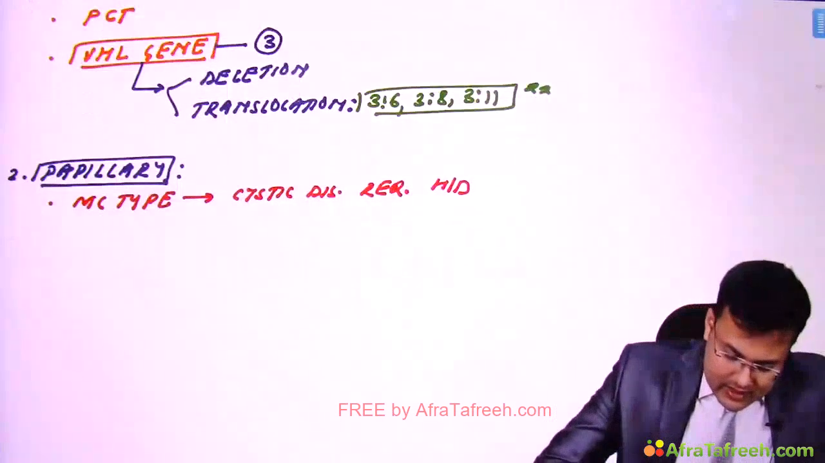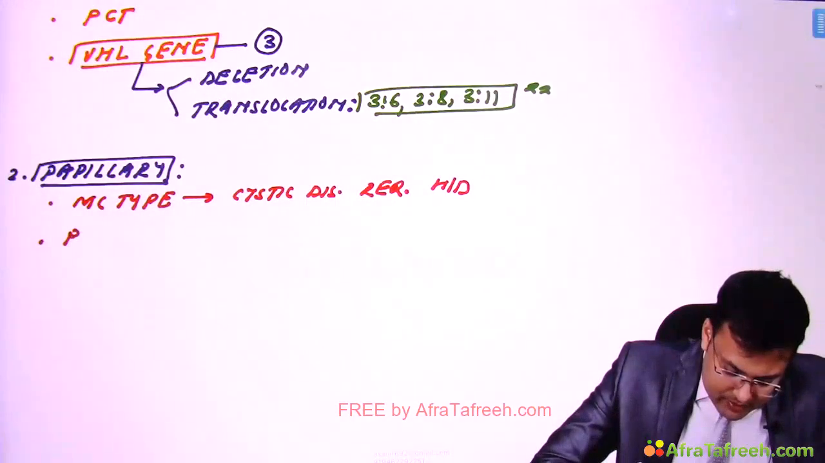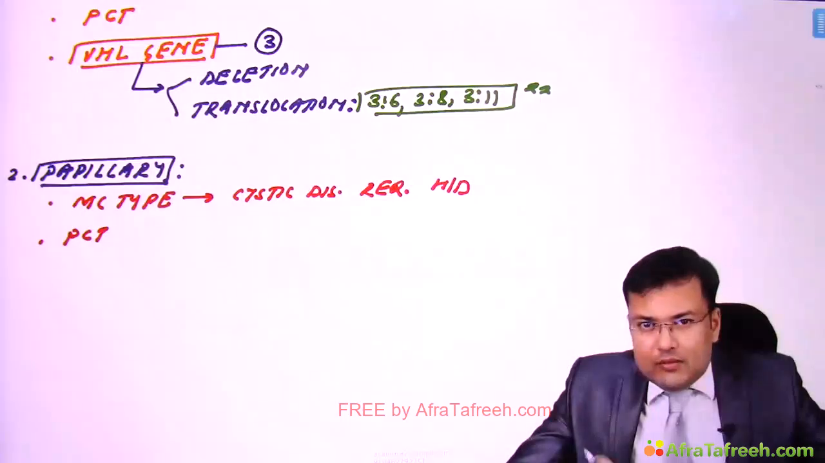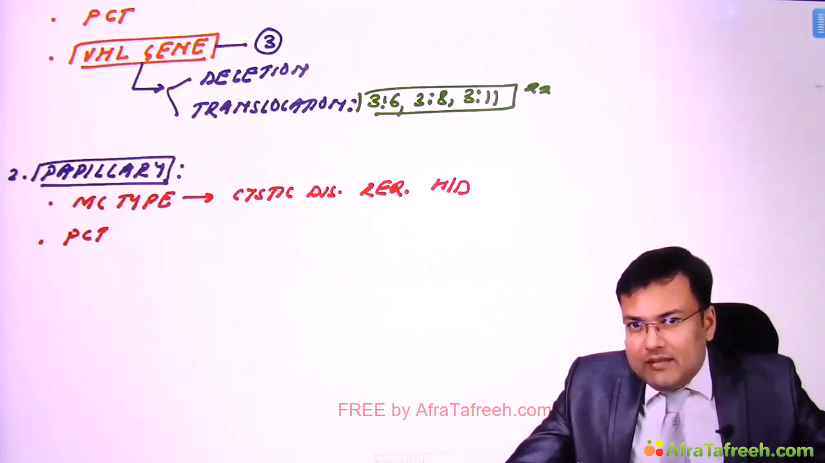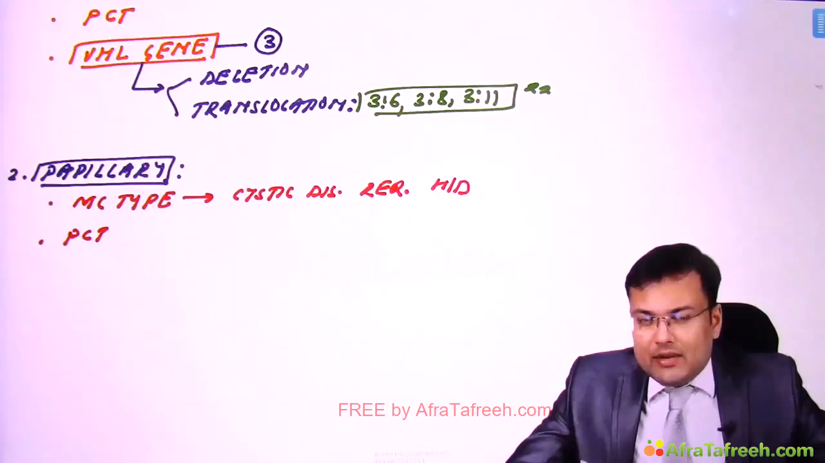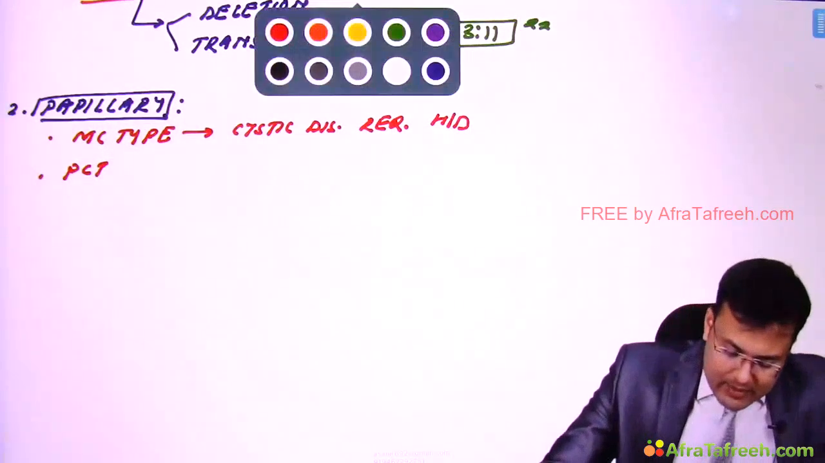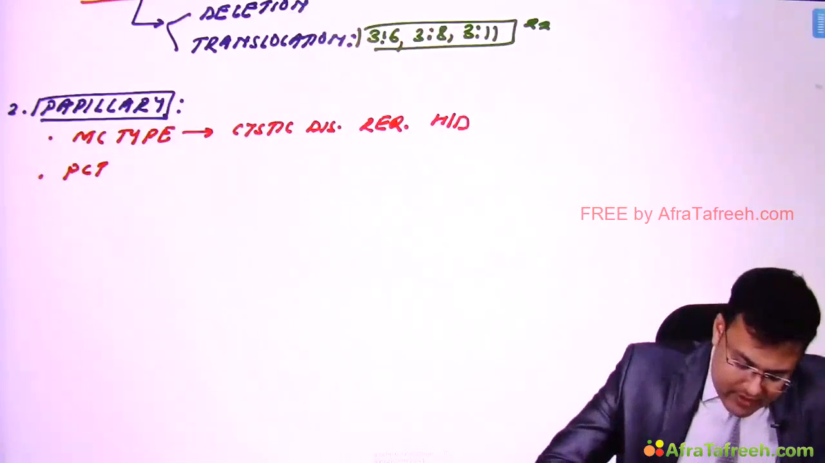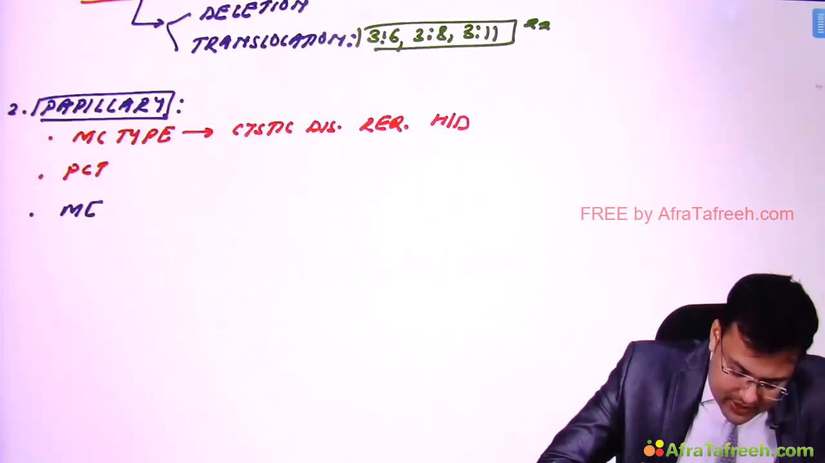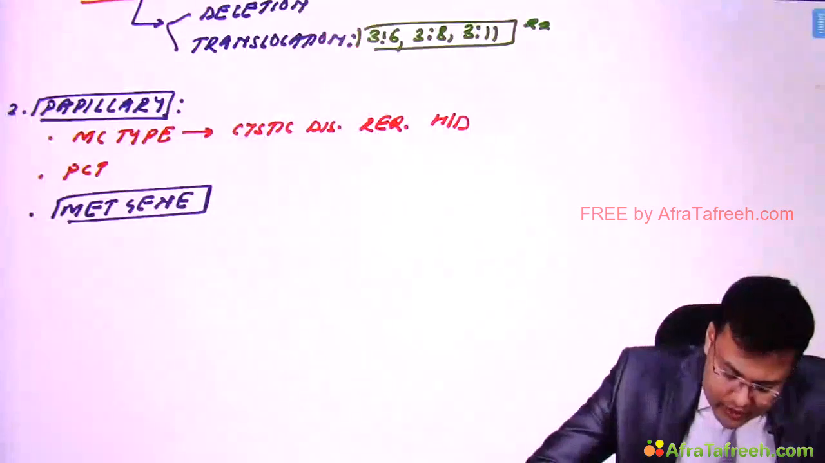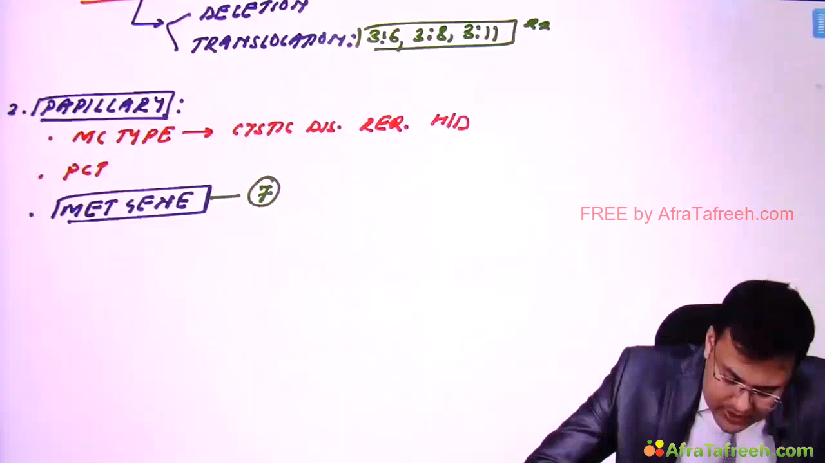So it's the most common type seen in patients having cystic disease requiring hemodialysis. We discussed that it arises from PCT. The older concept was telling that papillary carcinoma arises from DCT, but the new concept says that both clear cell variant and papillary variant arise from PCT. Now in this papillary variant, what is the name of the gene mutated? The gene mutated is the MET gene. What is the location of this MET gene? It is located on chromosome number 7.